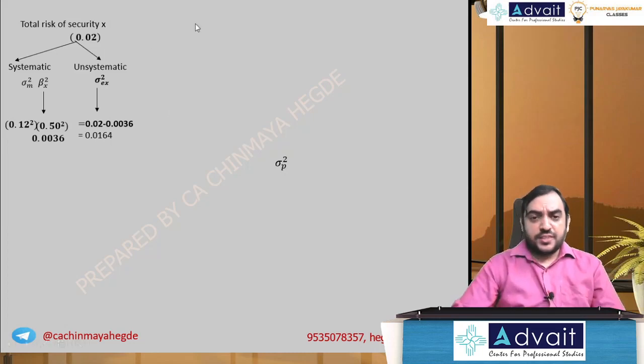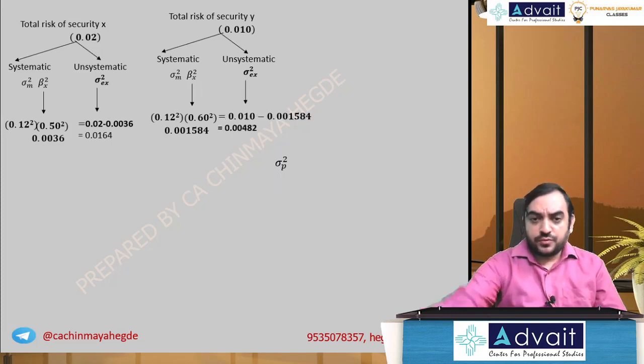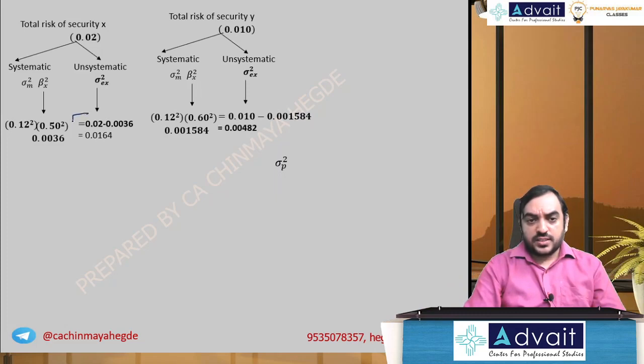Okay, so let's see if you are able to do it for security Y. If you have done it, check it. Systematic is beta into market variance, 0.12 squared into 0.6 squared, and the balancing figure 0.00482. So unsystematic risk for security X is 0.0164. For Y, similarly, 0.0482.